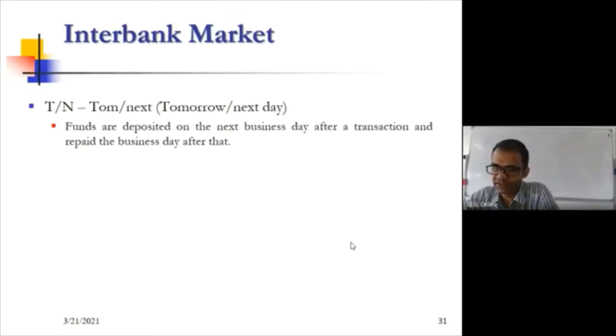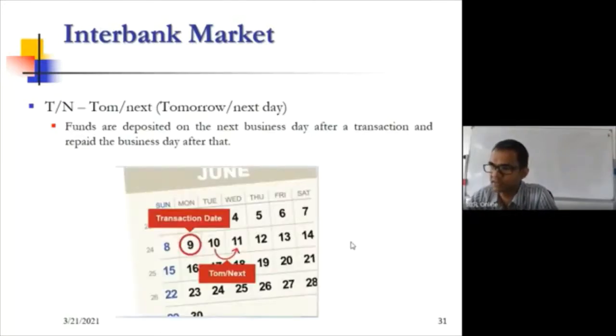Tom next means you enter into the transaction today. Today is the trade date, but you place the deposit or you receive it tomorrow, but for 1 day again. You receive funds tomorrow, but for 1 day. That's why it says Tom next. The funds transfer is happening tomorrow and reversal is happening the day after tomorrow. Is it clear? So 9th is the transaction date. Initial fund transfers are happening tomorrow, 10th, and the maturity falls on 11th.